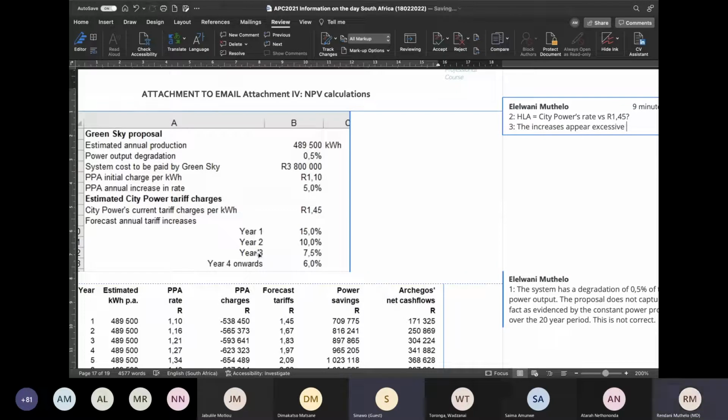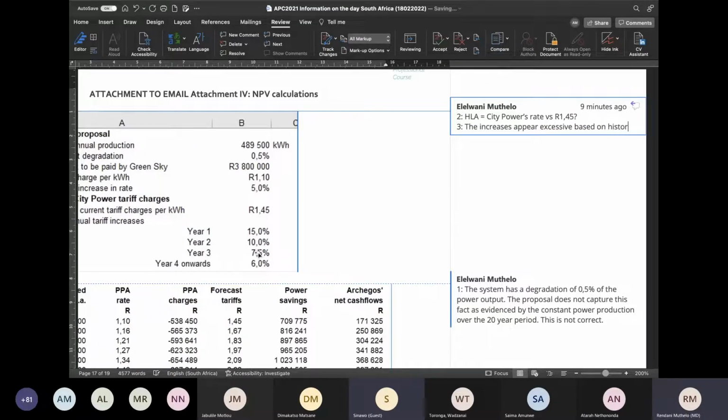They appear excessive based on either history, if you have done good research and it validates it, or you can just say they appear excessive and you are concerned. And I am concerned because it's you. Who are you in this case?